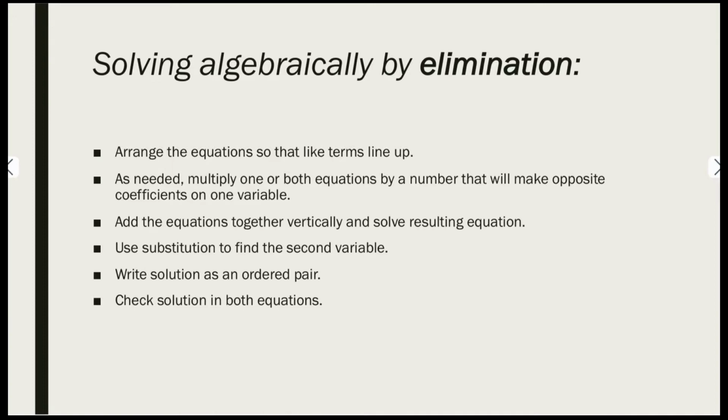As needed, we're going to multiply one or sometimes even both equations by a number so that we have opposite coefficients on one variable. So that's the elimination part. We're going to add the equations together and solve that resulting equation, which should be just a one-step, let's divide and get the variable isolated. That's kind of where I left off with substitution, right? We have one variable that we know, we need to go back and find the other. So we're going to find the second variable and then write our solution as an ordered pair.